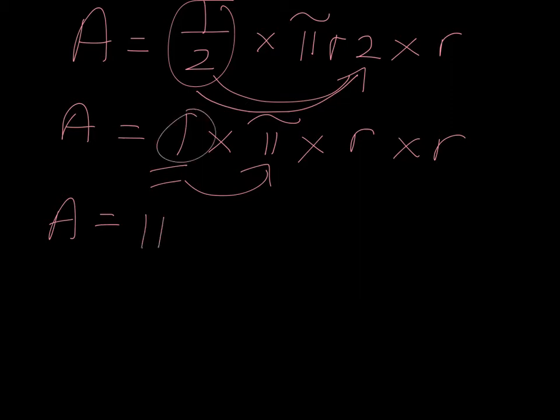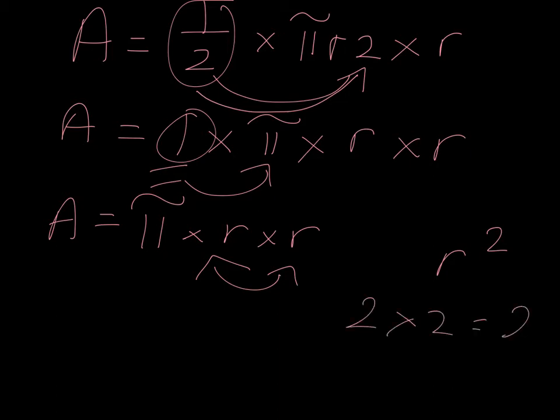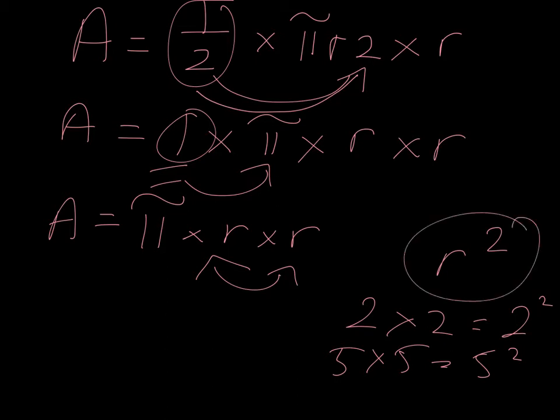So now to break this formula down further, we have pi times r times r. Well, another way to state r times r would be r squared, right? If you remember from our first unit, 2 times 2 is actually 2 to the power of 2. 5 times 5 is actually 5 to the power of 2. So r times r is actually r to the power of 2, which means that our actual simplified formula for area of a circle is pi times radius squared.